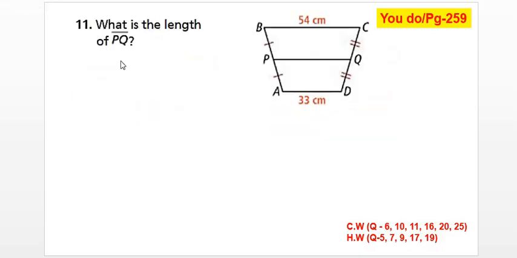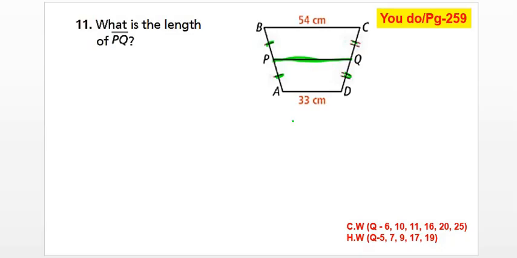It says, what is the length of PQ? Where is PQ? This is PQ. Let me highlight it for you. They are talking about this one, how long is this PQ. Because it's a case of isosceles trapezoid, this line segment is equal to this one, and this line segment is equal to this one. So this green line is actually showing the mid segment.